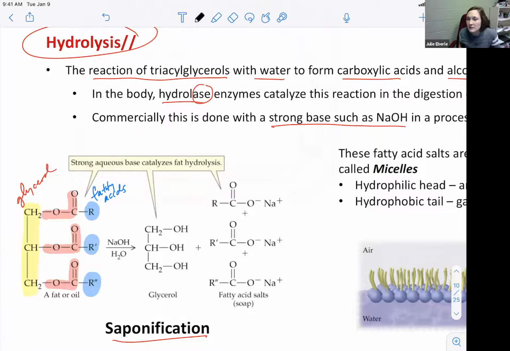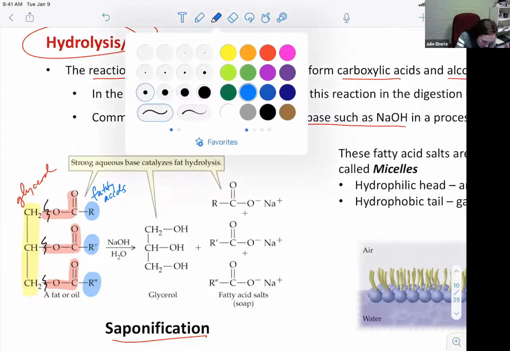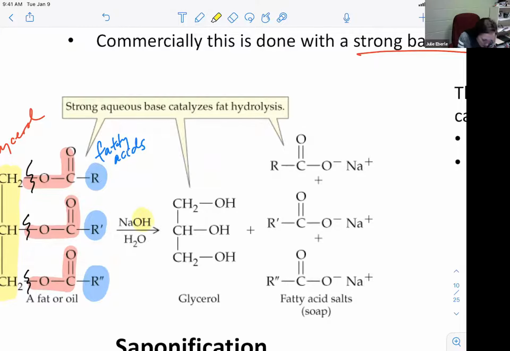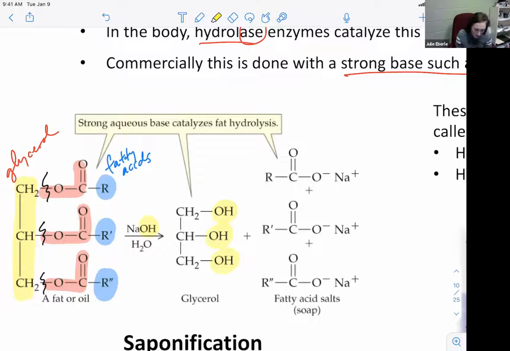I'm gonna draw the bond that breaks. We're gonna break glycerol apart from its fatty acid, and we're gonna break it right here. We're gonna break these bonds between our glycerol carbons and the oxygen that makes the molecule an ester. We're gonna break those oxygens away from glycerol. And the OH, I'm gonna highlight this in yellow, because the OH portion of NaOH, the strong base, is gonna bond to remake the glycerol molecule.